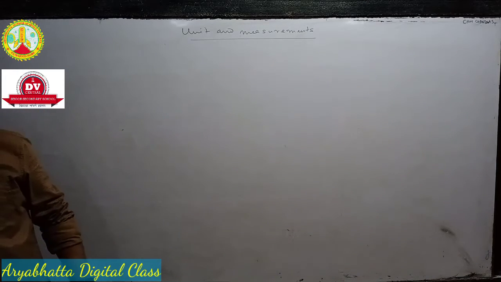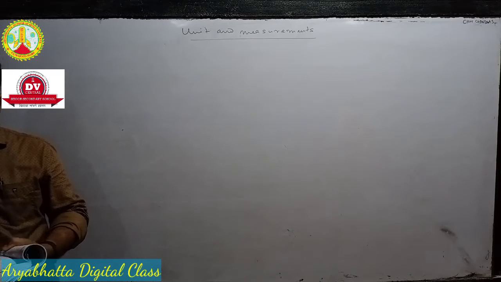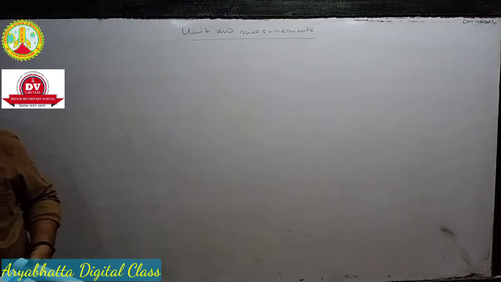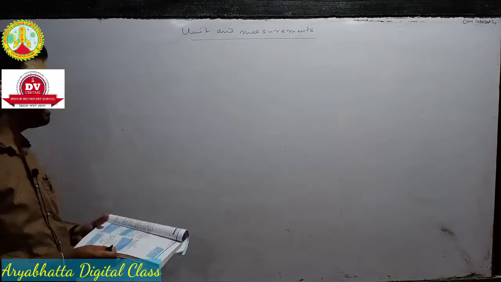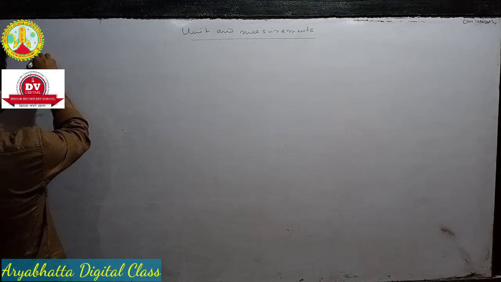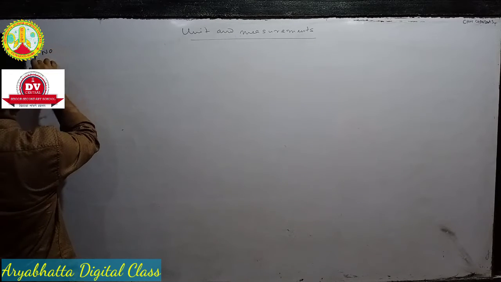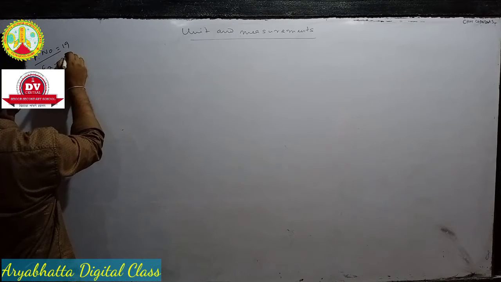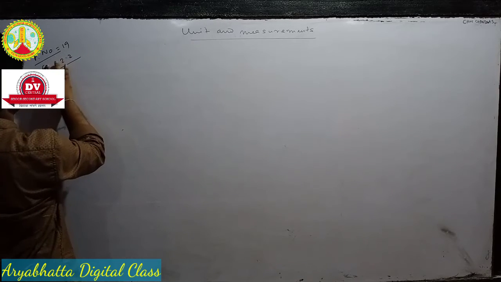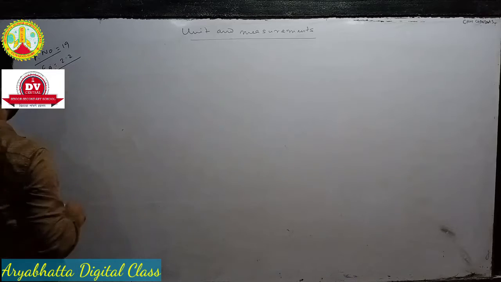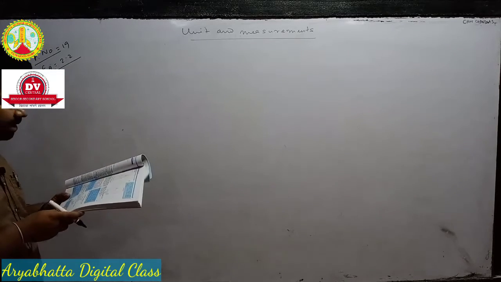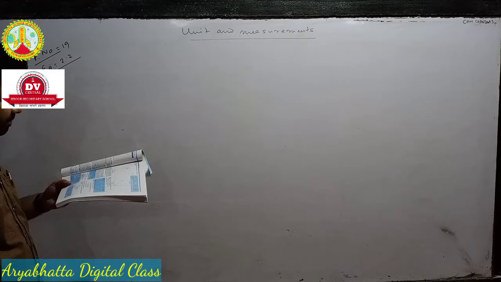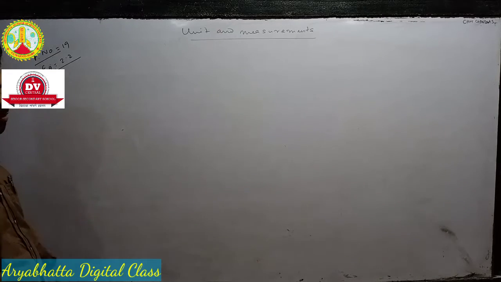So now we will solve some numericals, that is page number 19, example 2.2. What is given? A man wishes to estimate the distance of a nearby tower from him.